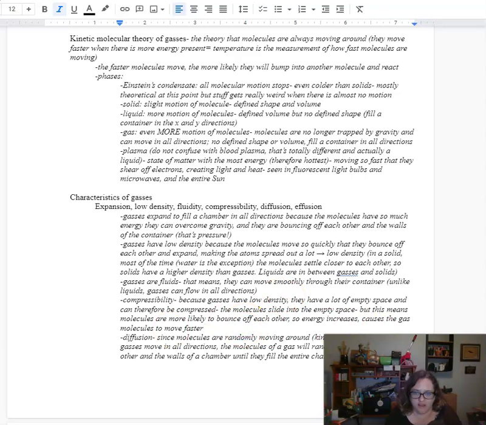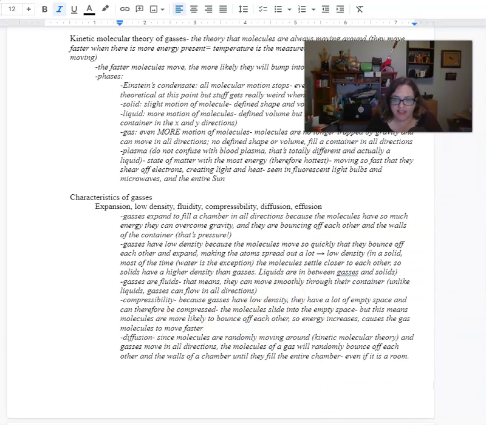Okay? What does that have to do with kinetic molecular theory? It all has to do with the fact that as molecules of a substance get more energy, they can move more, okay? And because they're moving more, there's more space for them to be squished, to be compressed.